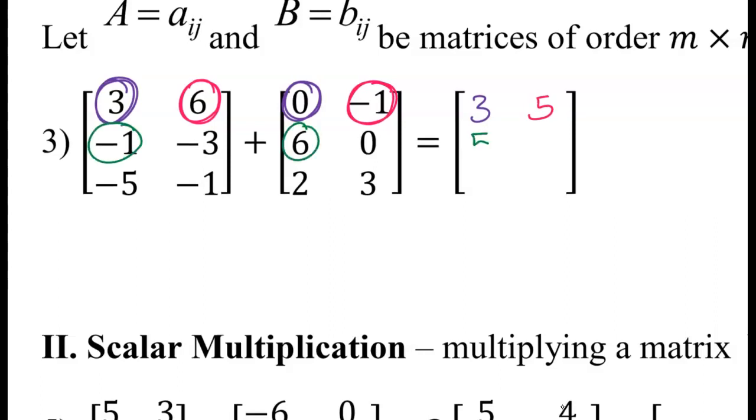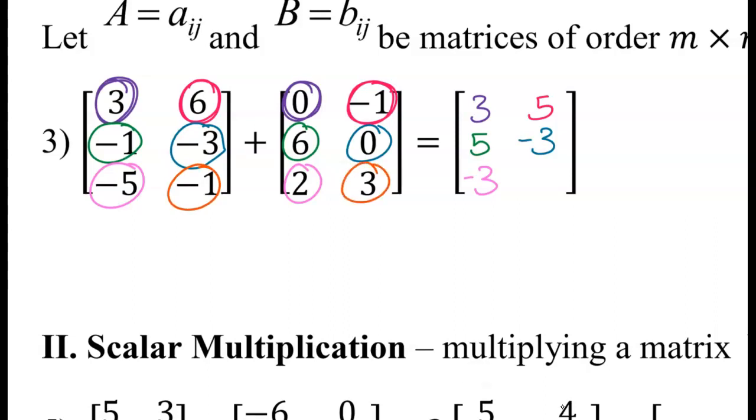-1 plus 6 is 5. -3 plus 0 is -3. -5 plus 2 is -3. And what color have I not used? Orange? -1 plus 3 is 2. And that's all there is to it. Adding and subtracting matrices is super straightforward.